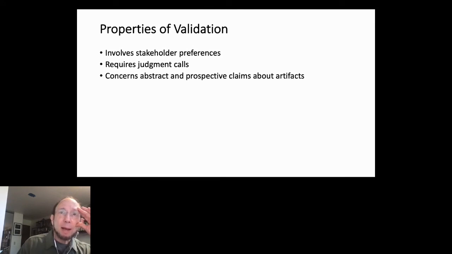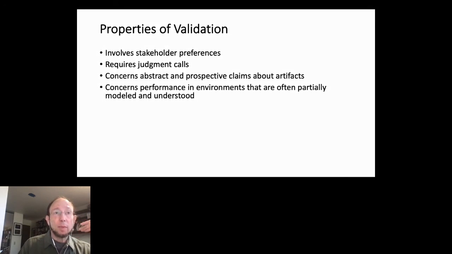It also concerns abstract properties about artifacts. So when I am designing the rover for use on Mars, I am well before the point in which I've actually built a physical rover. However, I am concerned that my design decisions will lead to an artifact that will perform well in its task on Mars. So in the early stages, these are very abstract claims, and they are also prospective. It is about a future artifact.